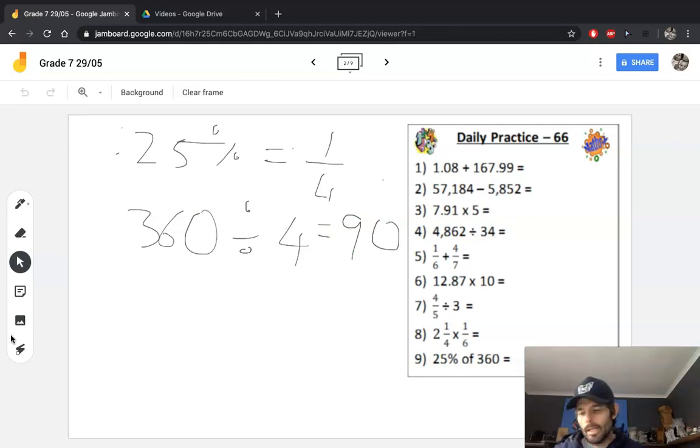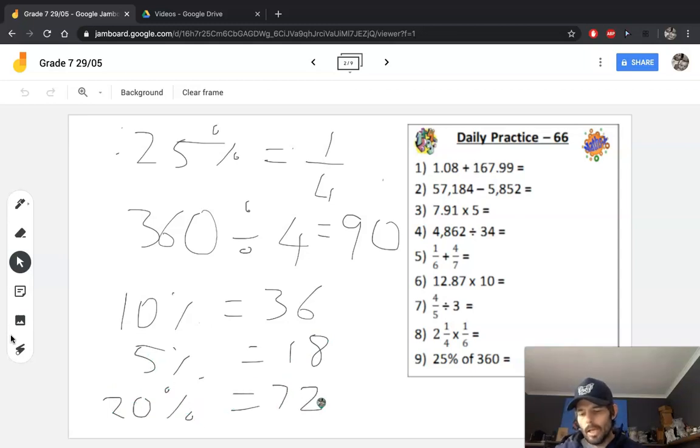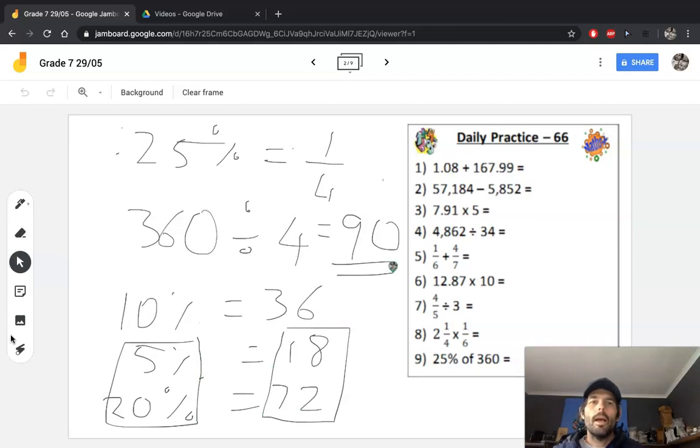If you hadn't recognized that, you could have said 10% of 360 equals 36. 5% is equal to 18. 20% is going to be double the 10%, so 72. And then 18 plus 72 is going to give you your 25%, and that is also equal to 90. Okay, I hope you guys are remembering those past principles and working through these mental arithmetic problems with ease.